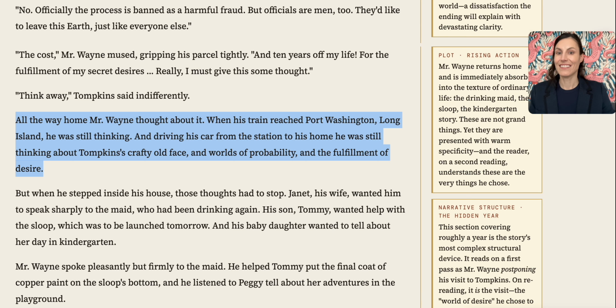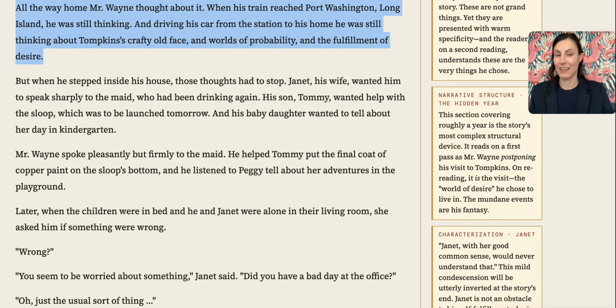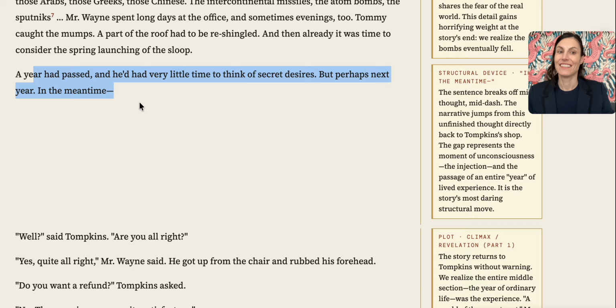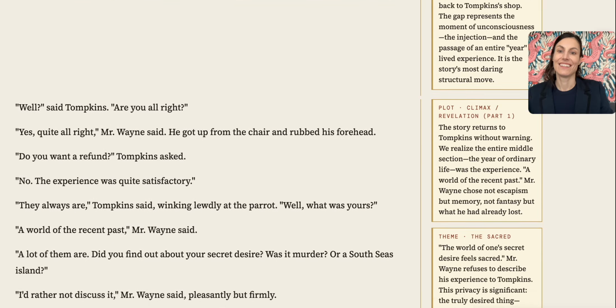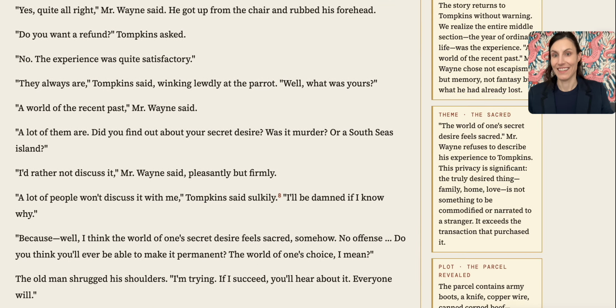So then we see what Mr. Wayne's life is like. So we think, so remember, and so this will be our end. "He wakes up. A year had passed. Very little time to think of secret desires. Perhaps next year, in the meantime." And then we find out that his family is dead.